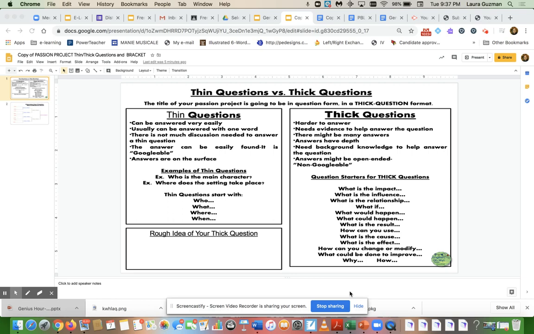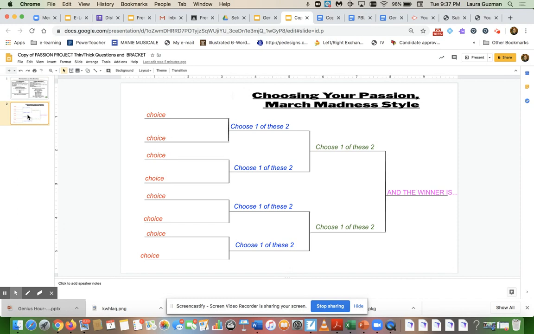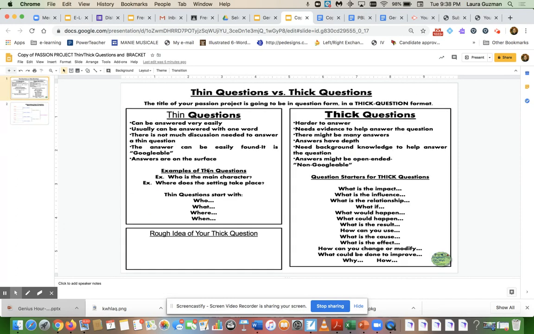I'm so excited. We're going to be starting passion projects, and I want to talk to you today both about thin questions versus thick questions, and then also choosing or narrowing down your search in topics. So, first of all, thin questions versus thick. I'll go back to these as well when I can give you some examples, but we'll start with just telling you that a thin question is a question that usually starts with who, what, where, when.